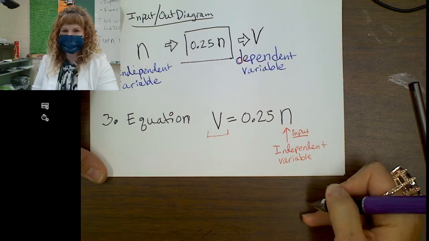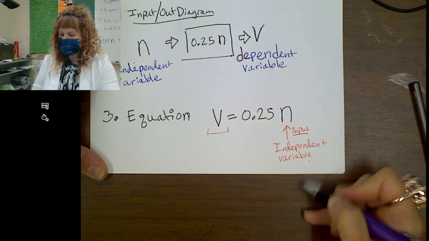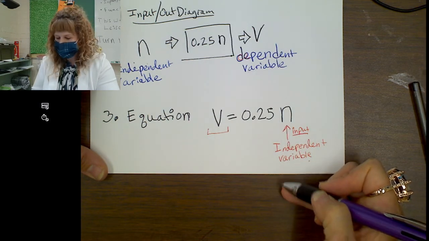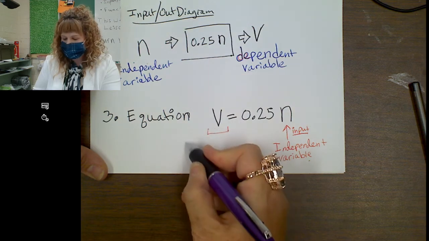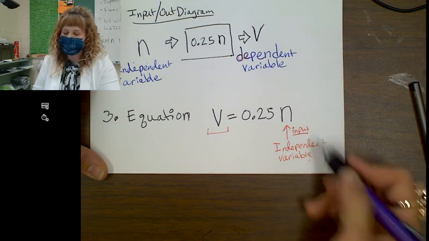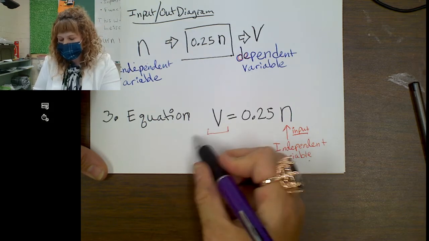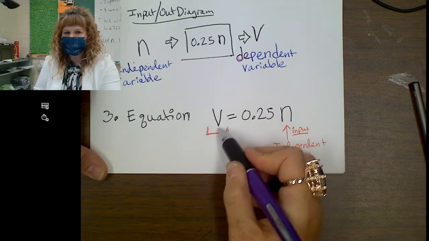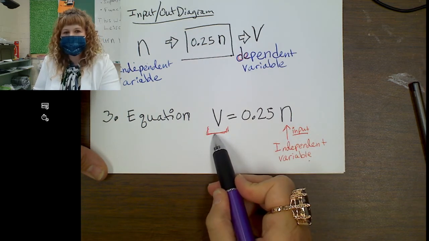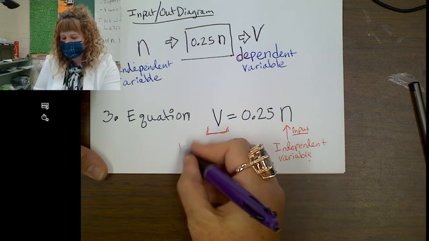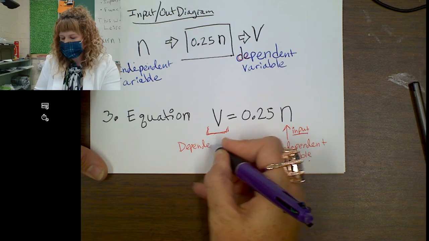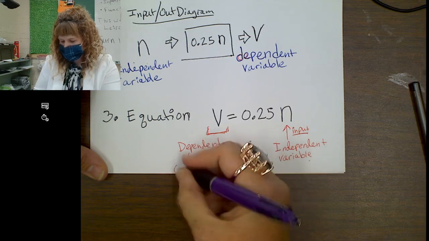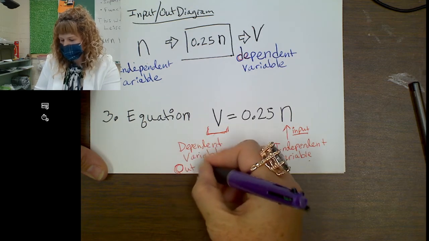Put in N, the input, the independent variable. N doesn't depend on anything. It's just the number of quarters that you have. Then the value of the quarters, well, that depends on how many quarters you have. So I want you to be able to see, just by looking at an equation, that whichever variable is isolated is your dependent variable. And that is your output. You can go ahead and label that as well, the output.